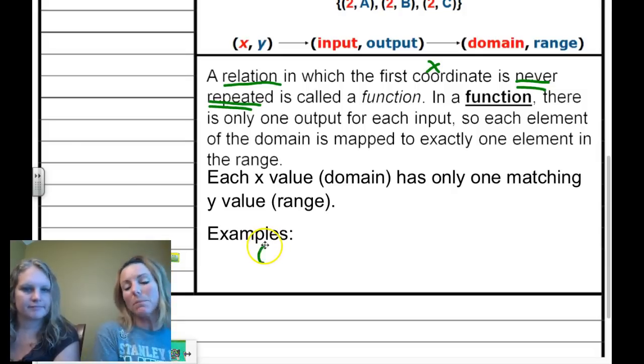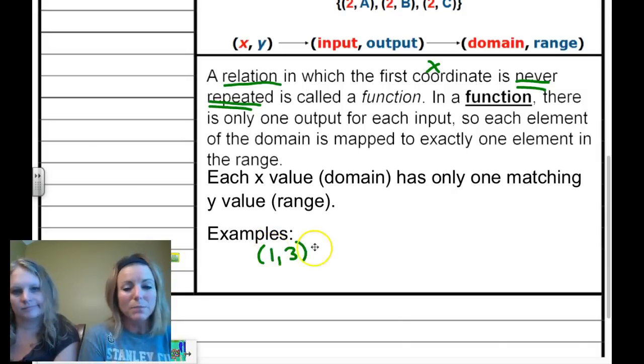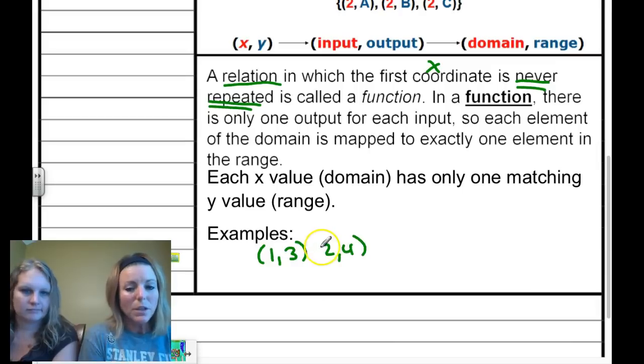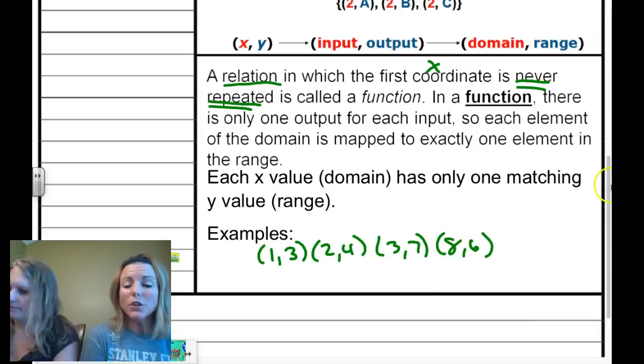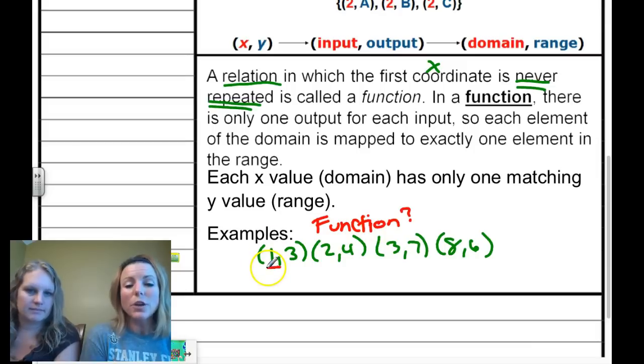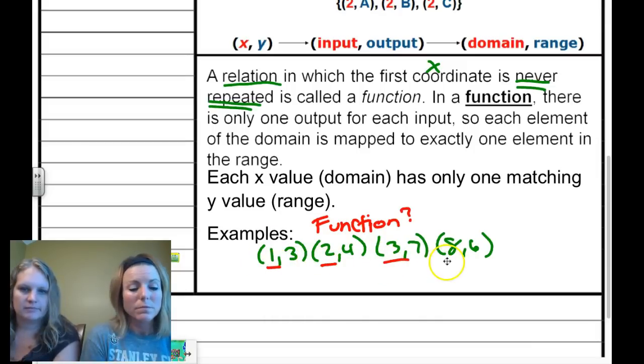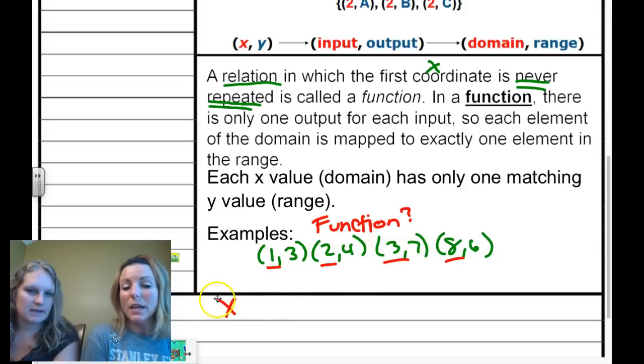For example, let's set up a bunch of ordered pairs: (1, 3), (2, 4), (3, 7), and (8, 6). The question is, is it a function? Yes or no? All you need to look at is your X value. Does your X value ever repeat? So we have 1, 2, 3, 8. Never repeats. The answer is yes. X never repeats, so it is a function.